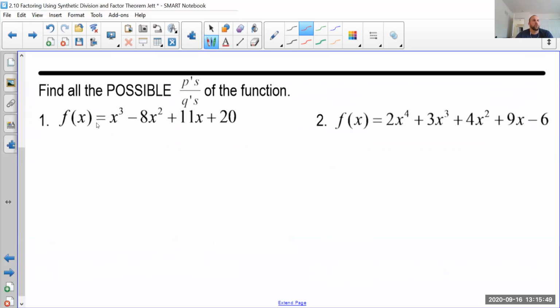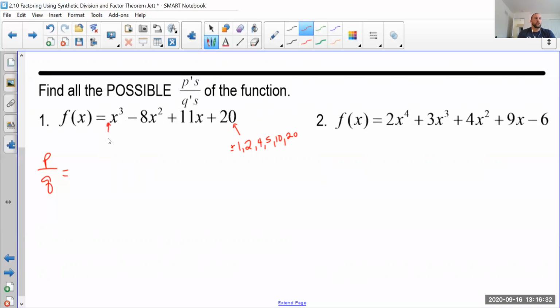So what we're looking at here, we're doing P's over Q's to tell us what to try. So factors of the last term would be 1, 2, 4, 5, 10, and 20. Now, all those numbers can be positive or negative, correct? Because I could take -1 times -20 to get 20, or I could take +1 times +20 and get 20. So all of these numbers are actually going to be +1, -1, +2, -2.